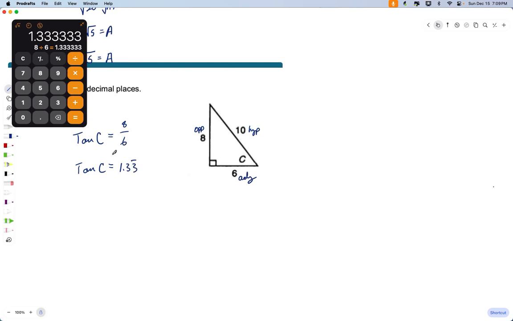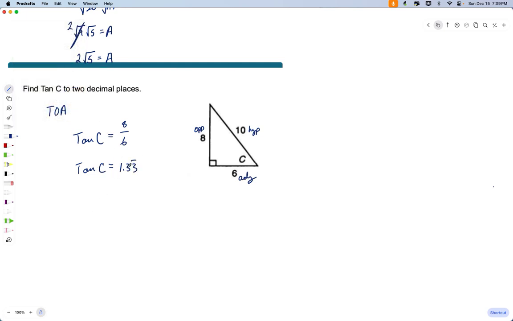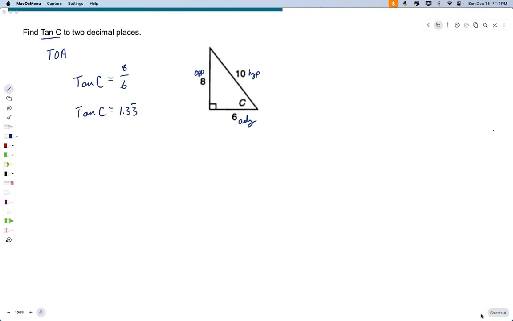And this repeats. This is the tan of C. We were not asked to find the angle. We were asked to find the tan of C, and that's what we did, 1.33. So you don't have to worry about the bar over the top here. I looked at the answers. They're not doing the bar over the top because it doesn't round, so it would just be 1.33. We can't round that at all.